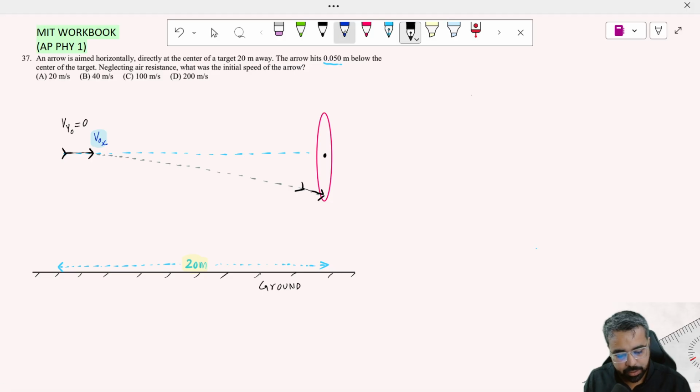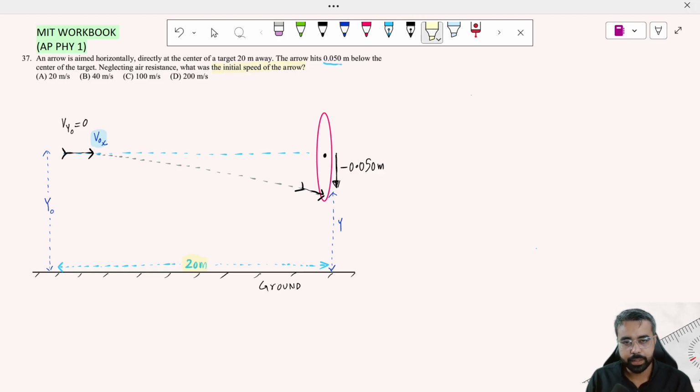So how much displacement did it cover? It covered negative 0.050 because this is the initial position and this is the final position. So it has covered vertically downward a displacement of negative 0.050 meter, which I will later use in the equation. In this question they are asking what is the initial speed of the arrow.